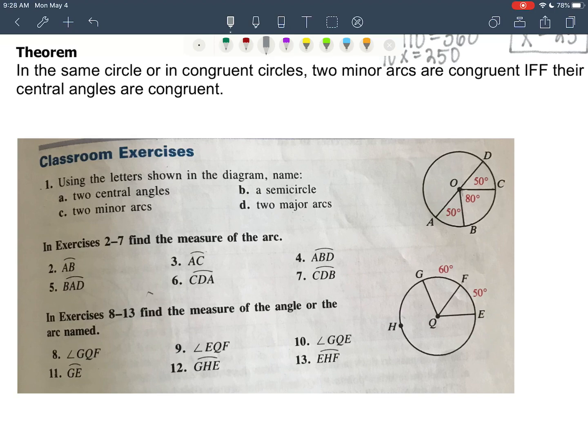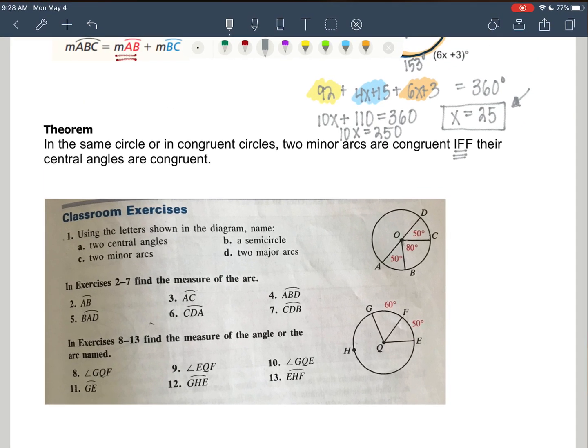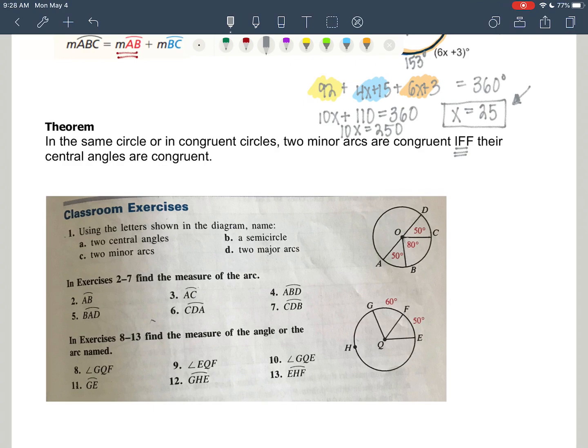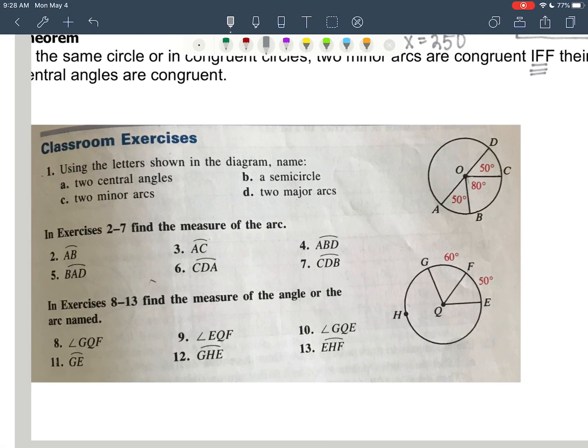A theorem to note is that in the same circle or in congruent circles, two minor arcs are congruent if and only if their central angles are congruent. So we know that "if and only if" means this is biconditional. Two minor arcs are going to be congruent if their central angles are congruent, and if the central angles are congruent, then the minor arcs are going to be congruent.